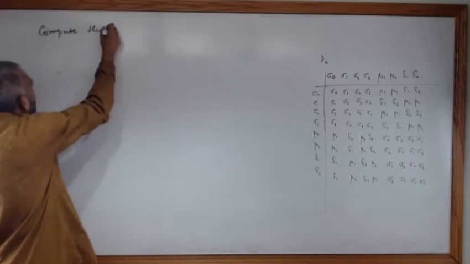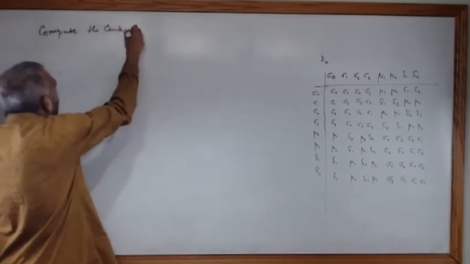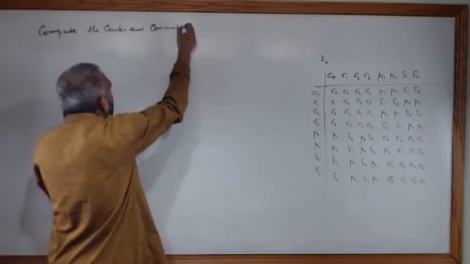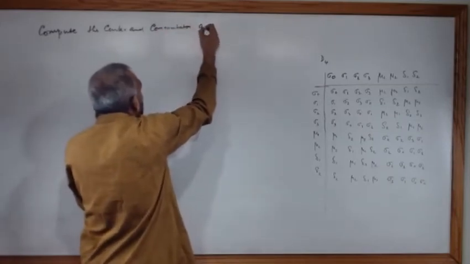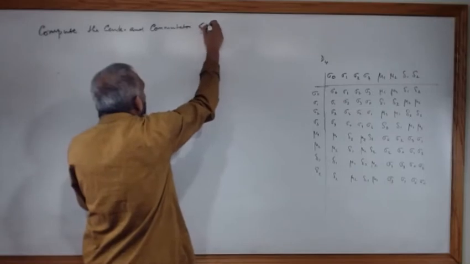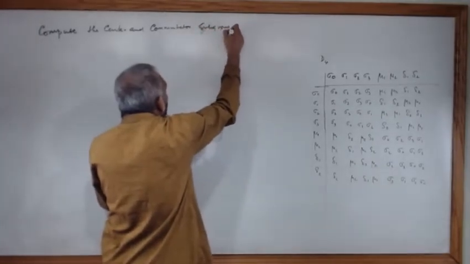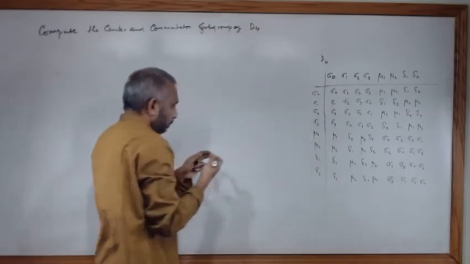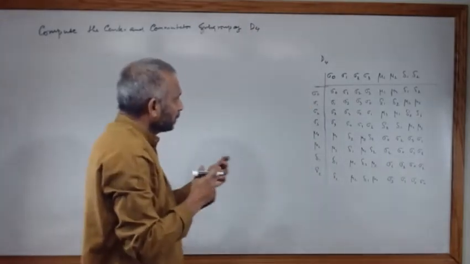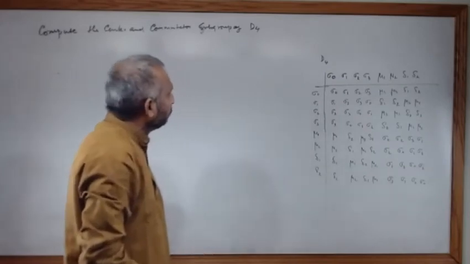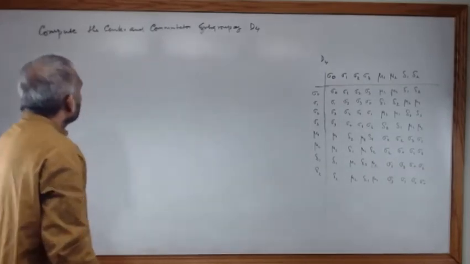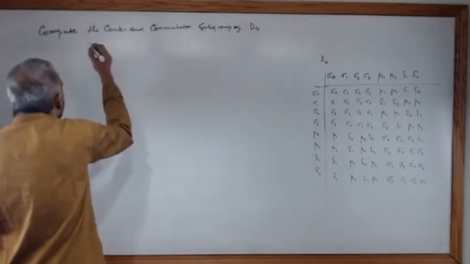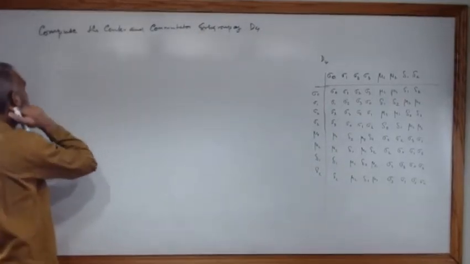the center and commutator subgroups of D4. This is our D4 table. These are all permutations on four elements. So the center, let us see the center first.